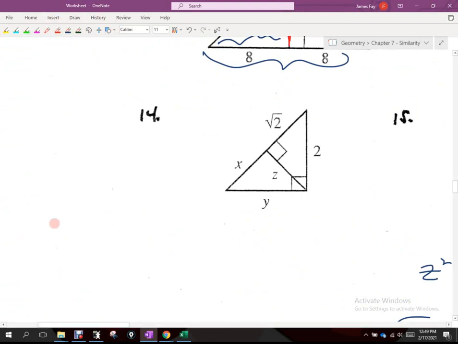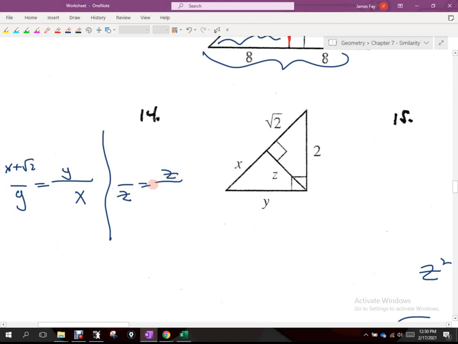Set these other ones up. Let's go, 14 would be, so if y is the geometric mean, we're going to go between x plus root 2 and x. Okay, that's kind of a nasty equation. You're not going to be able to solve for either x or y. So I'm going to look at z then. And that should be the geometric mean between x and radical 2.